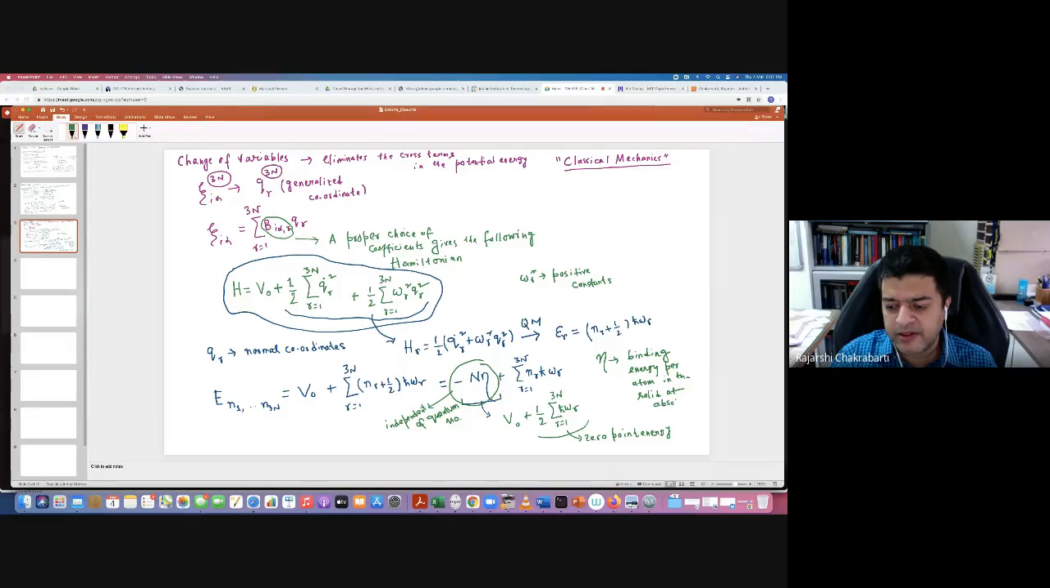Is this clear? Yes. I just put minus because I want to show that this is down. It doesn't matter whether it's minus or plus, but this is the convention. I just put minus n eta. Is this clear to everyone?